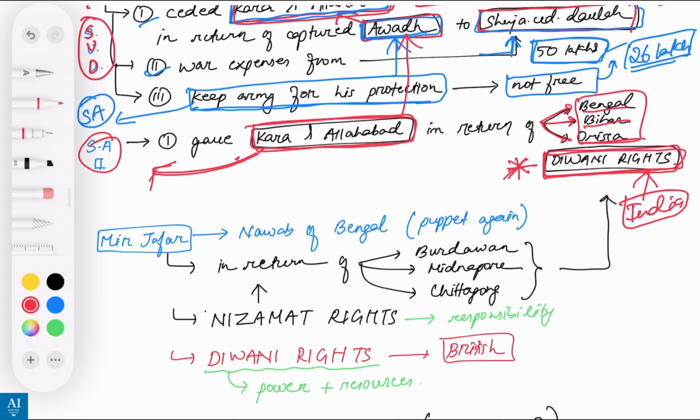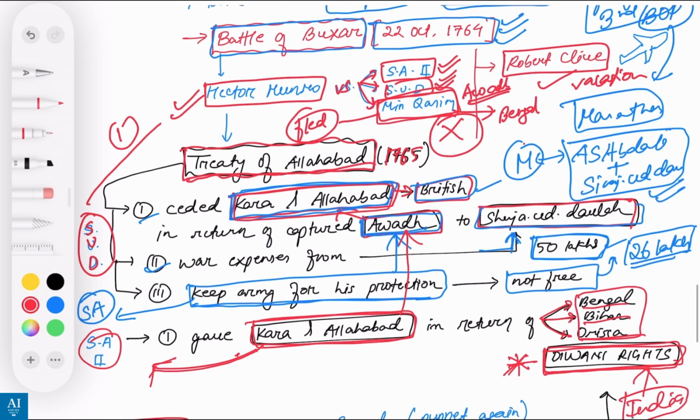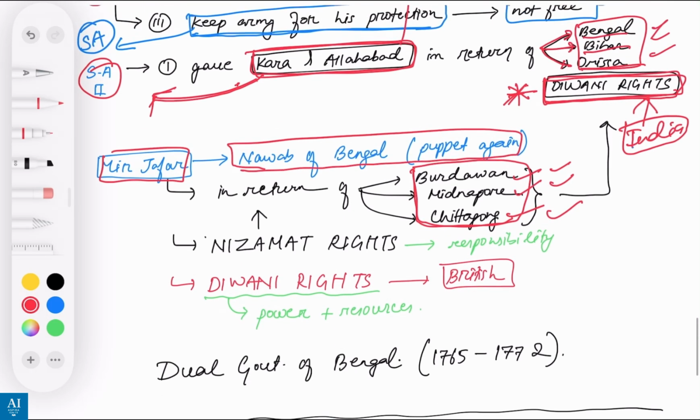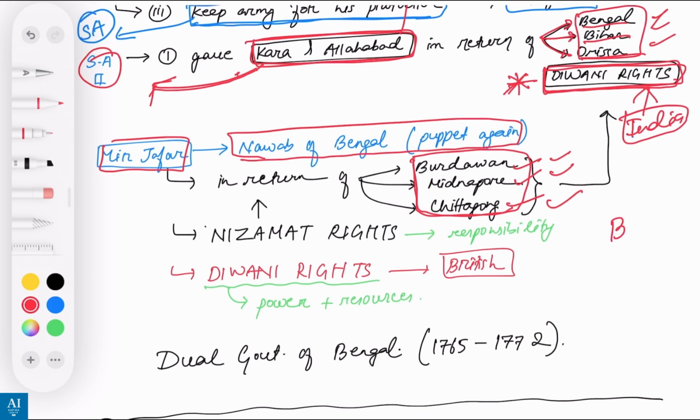Now, who was made the new Nawab? After Mir Qasim fled the battlefield, the Nawab of Bengal, Mir Zafar, was again made Nawab of Bengal. Why was he made Nawab of Bengal? Because the British wanted Burdwan, Midnapur, and Chittagong in exchange for his position. The British said to Mir Zafar, I will make you Nawab again, despite your conspiracies against me, but you need to give me Burdwan, Midnapur, and Chittagong. So what did the British get? Bengal, Bihar, Orissa, Burdwan, Midnapur, Chittagong, and the Diwani rights of all these areas. So now you know maybe the British needed only wealth.